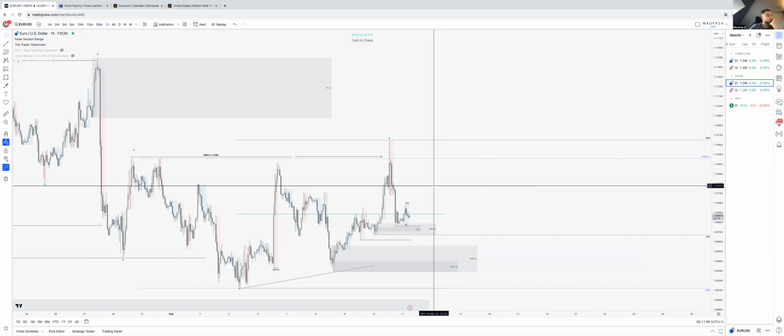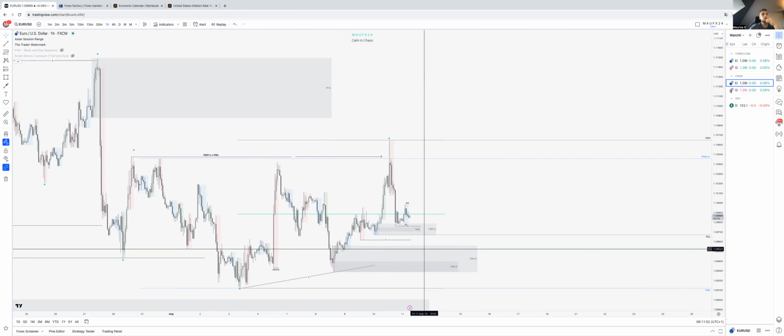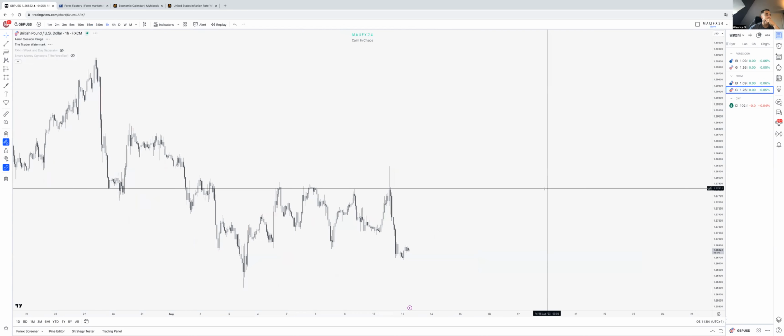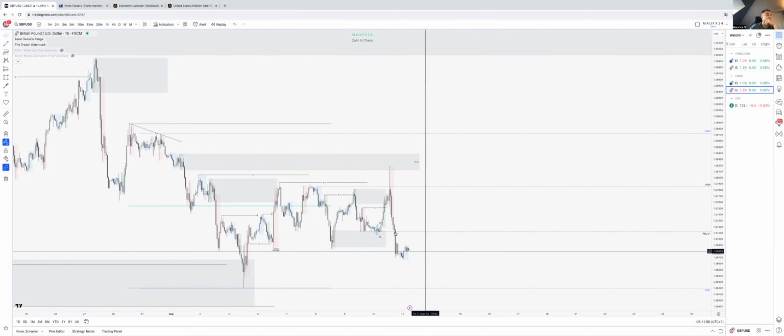Yeah, no comments on this. Looking for longs from here or here. No shorts. GU, oh, tricky one though.